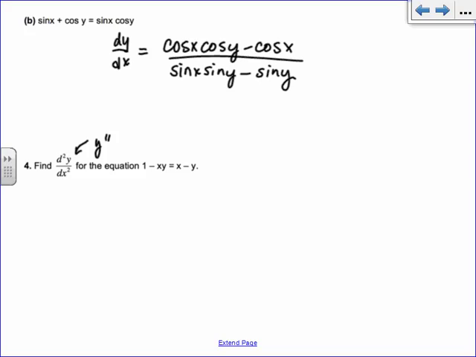Okay. I can do that one if you get confused. And remember, you could also multiply by -1 on the top and bottom. So you might have cosine of x minus cosine x, cosine y, sine of y minus sine of x, sine of y.